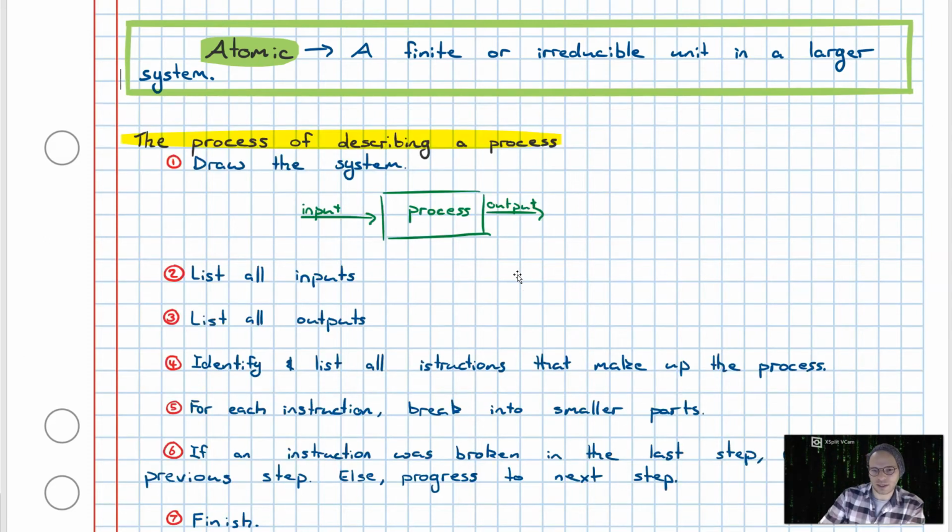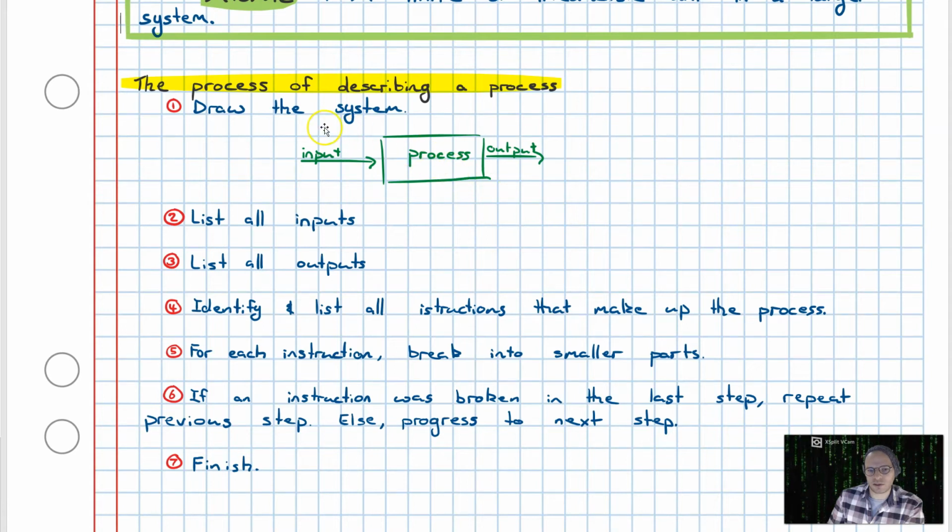This can be done in 7 unique steps. The idea of defining a process can first be carried out by drawing the system that you want to write a program for. So you're going to have your inputs, your process, and your output. You're going to define the diagram itself for the process you want to carry out.